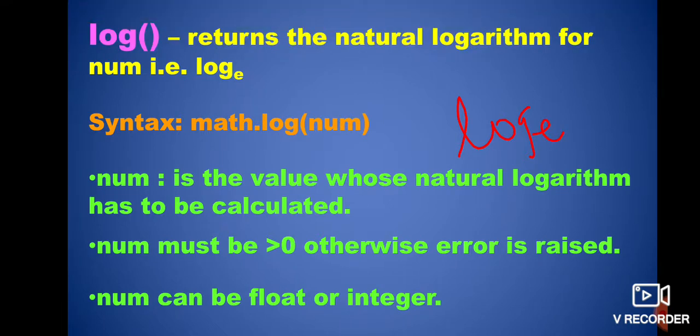Okay, so whenever we need to find out the natural logarithm of any number, we use this function. Num is the number whose natural logarithm has to be calculated, and this must also be greater than 0, otherwise an error is raised. It can be float as well as integer.